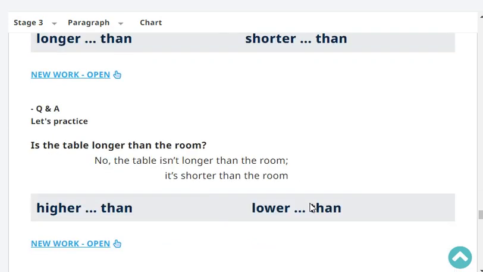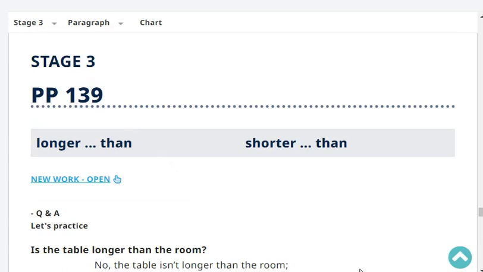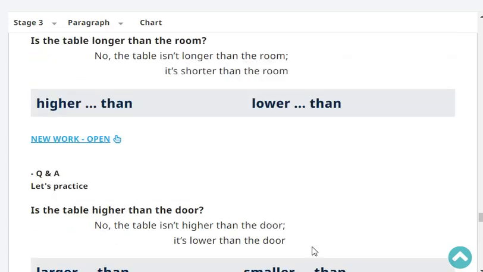Is the table longer than the room? No, the table isn't longer than the room. It's shorter than the room. Very good. Shorter than. Okay, so that's the end of our revision. Let's have a new word.